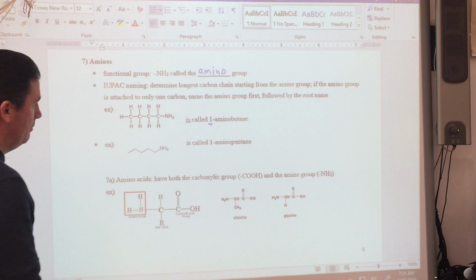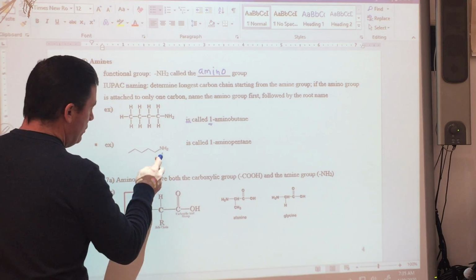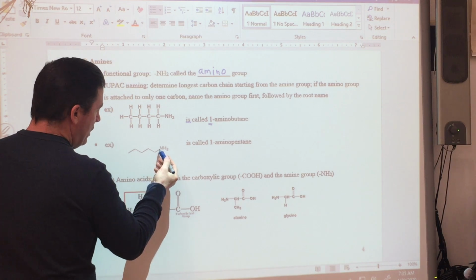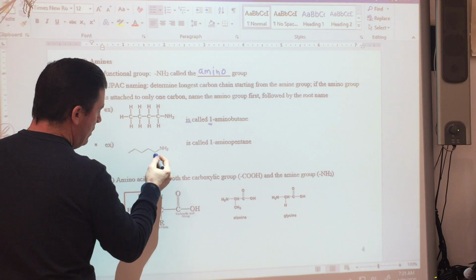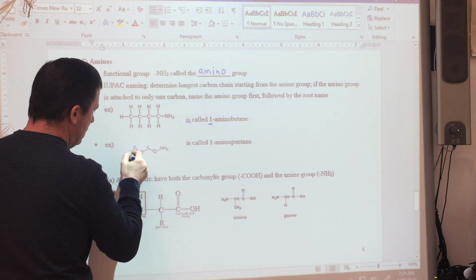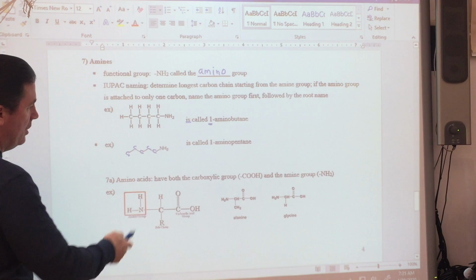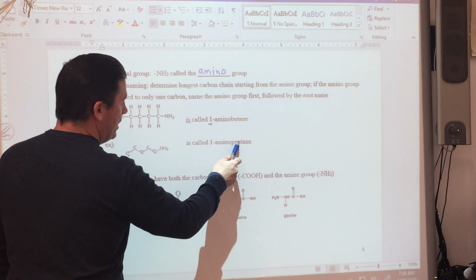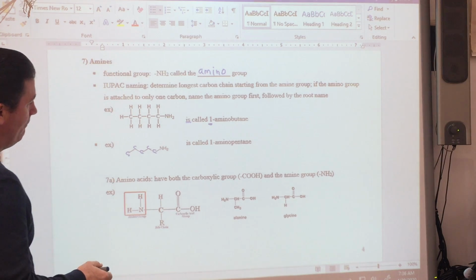butane. Okay? So remember, in these skeletal formulas, each of these angles here has a carbon. So I've got a carbon here, here, here, here, and actually it ends with a carbon. So this is 1, 2, 3, 4, 5. So this is 1 amino pentane.